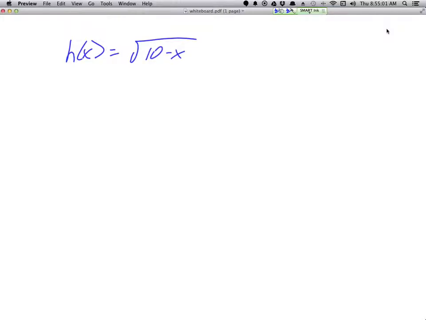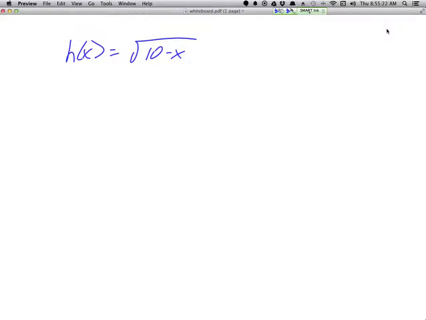Alright, I have the function h of x equals the square root of 10 minus x. H of x equals the square root of 10 minus x. So which situation am I running into here? I've got an even radical, which means I can't have what inside of it? Negatives inside of it. Alright, so what's my domain on this one?